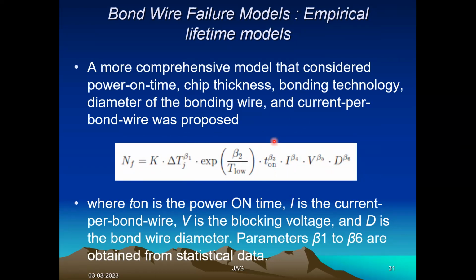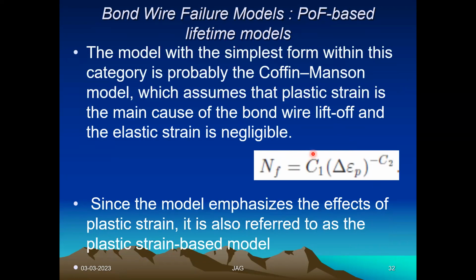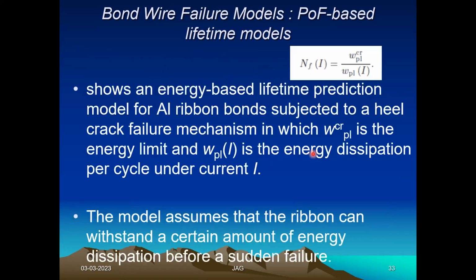And what is the challenge here? To identify beta 1, beta 2 up to beta 6. That is not an easy task. You have to do a lot of statistical work, and take a lot of samples. Only after doing all these things can you reach such an expression. So many such empirical equations are available using which you can identify the lifetime.